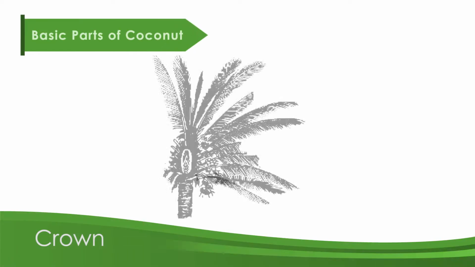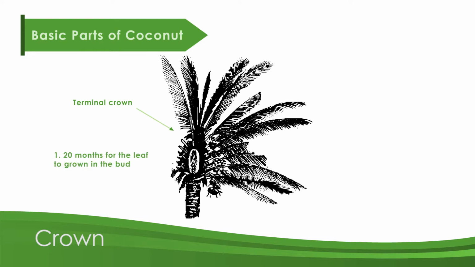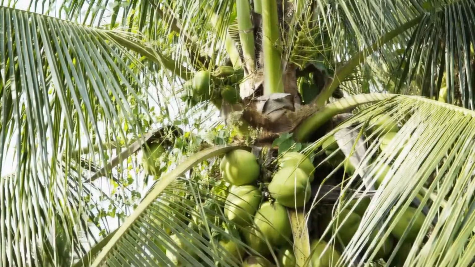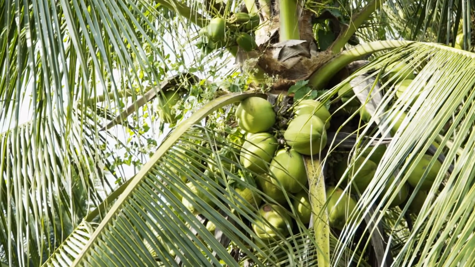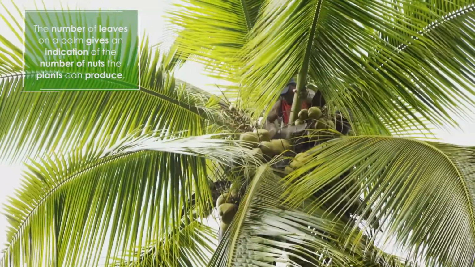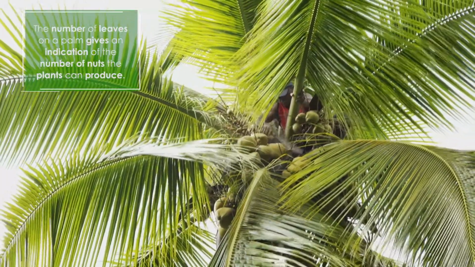The crown is the top of the coconut tree, which holds the coconut fronds and fruits. The fronds or leaves emerge in succession, bearing 30 to 40 in 1 year. It takes about 2.5 months for a frond to grow out of the top of the palm. The fronds provide food for the nuts as they grow. Frond length varies from 3 to 5 meters. Each coconut frond contains an average of 200 leaflets. The number of leaves in a palm gives an indication of the number of nuts the plants can produce.